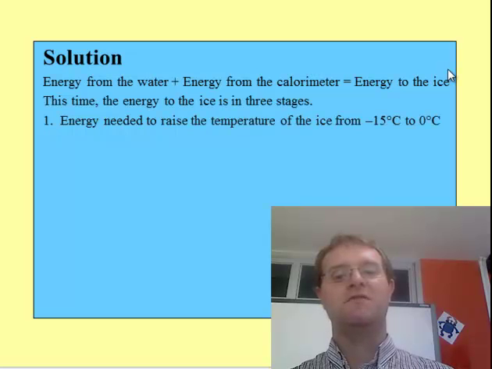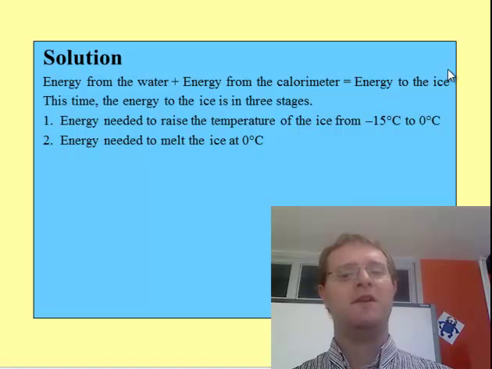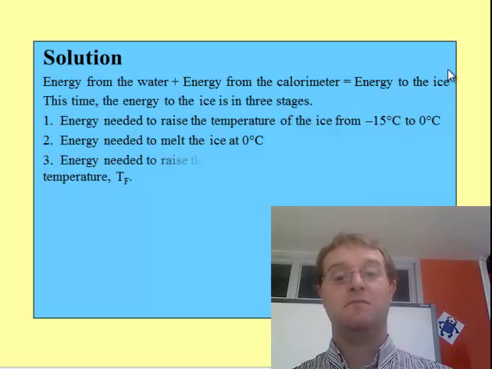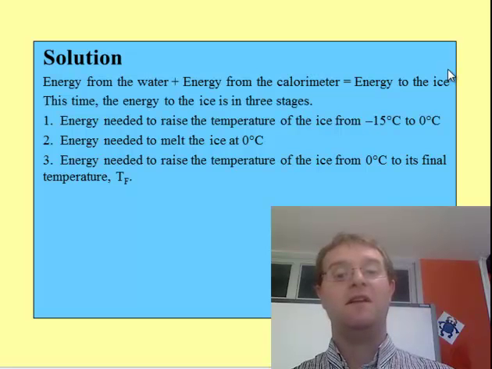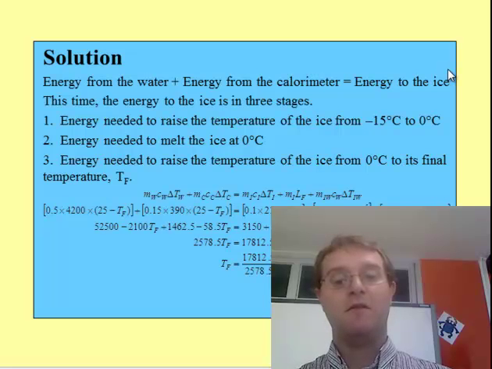So the energy needed to raise the temperature of the ice from minus 15 degrees to 0 degrees centigrade. That's one feature. We also need to find the amount of energy required to melt the ice at 0 degrees centigrade. And then finally, the energy needed to raise the temperature of the ice from 0 degrees centigrade to the final temperature. So we're looking for 3 different steps. There's quite a lot of things going on there. Think about it carefully though.